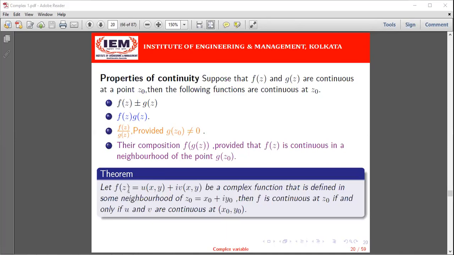And here also the same property. Since a function of a complex variable can be separated into two parts, real and imaginary, it will be continuous at the point z0, that is x0 plus i y0, if the real part is separately continuous at the point x0, y0 and the imaginary part is separately continuous at this point. Then we can say that as a whole the function f of z is continuous at that point.